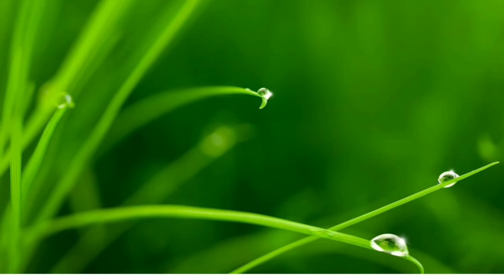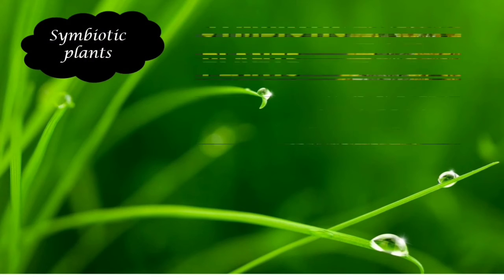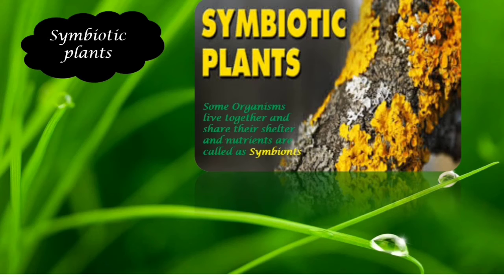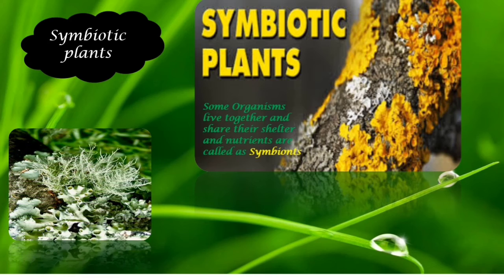About autotrophic and heterotrophic nutrition, let us also learn about symbiotic plants. What are these symbiotic plants? Some organisms live together and share their shelter and nutrients, and are called symbionts. Okay, so mutually they will share the benefits by sharing the nutrition as well as the shelter, and they give out the products. This is called symbiosis. So this kind of nature as seen in these plants, they are called symbionts, or symbiotic plants. The example given in your book is lichens.